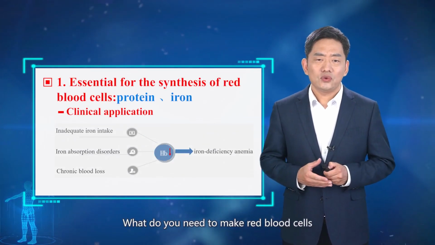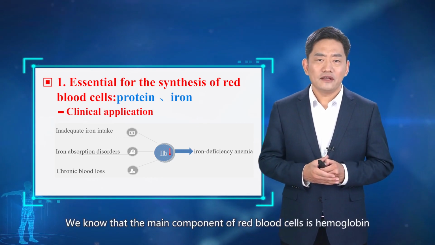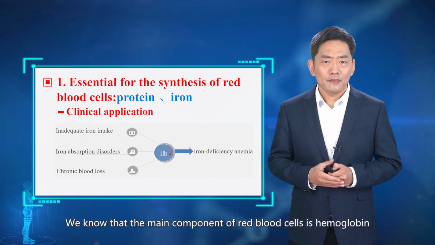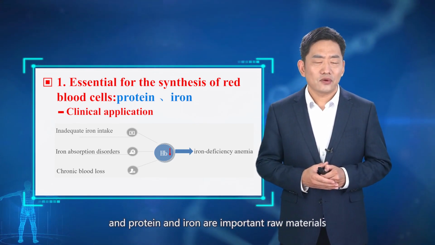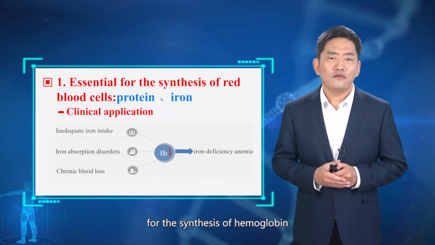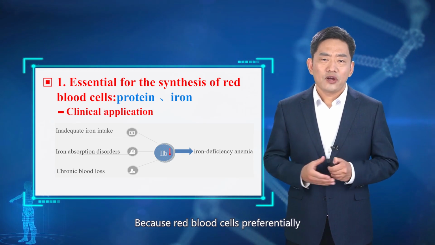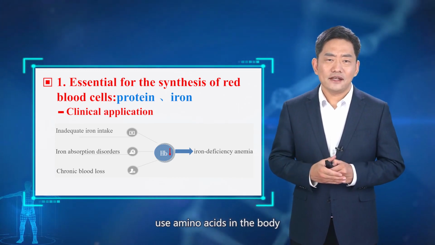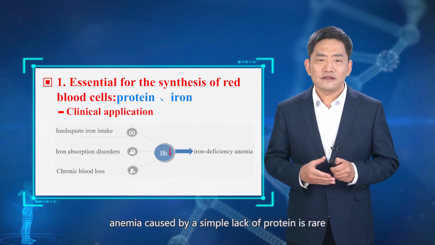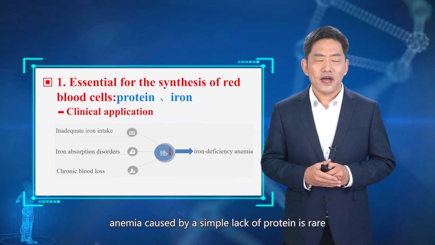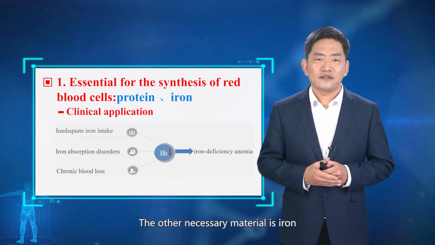What do you need to make red blood cells? We know that the main component of red blood cell is hemoglobin, and protein and iron are important raw materials for synthesis of hemoglobin. Because red blood cells preferentially use amino acids in the body to make hemoglobin, anemia caused by a simple lack of protein is rare. The other necessary material is iron.